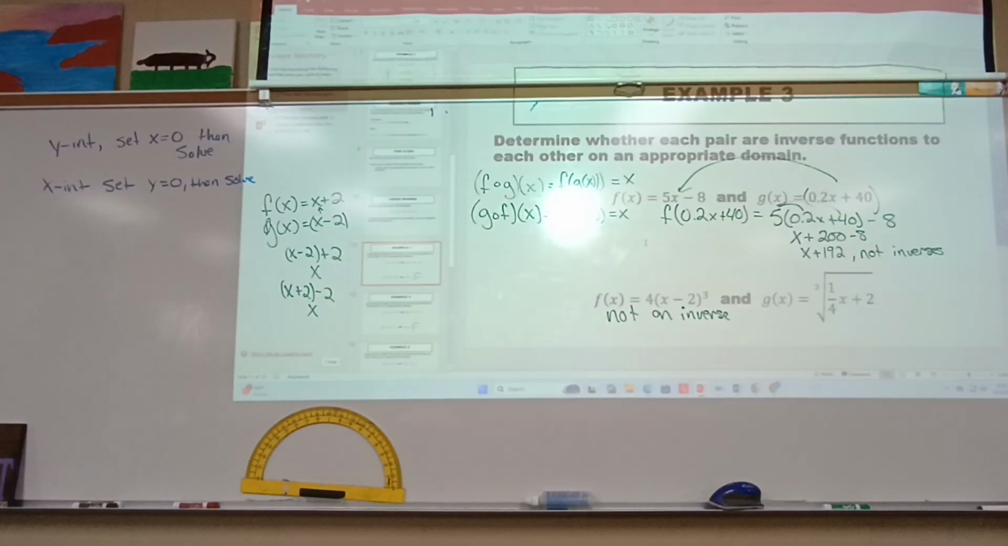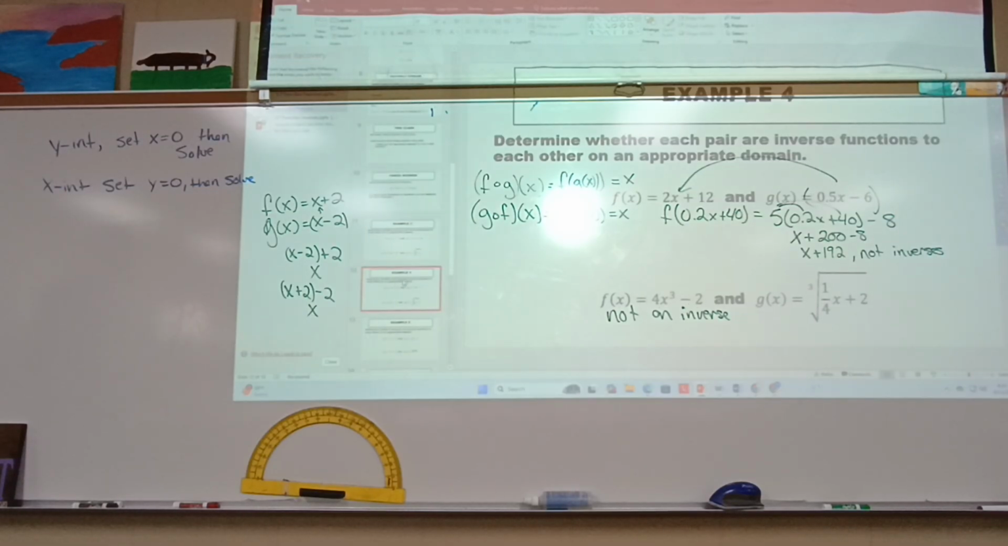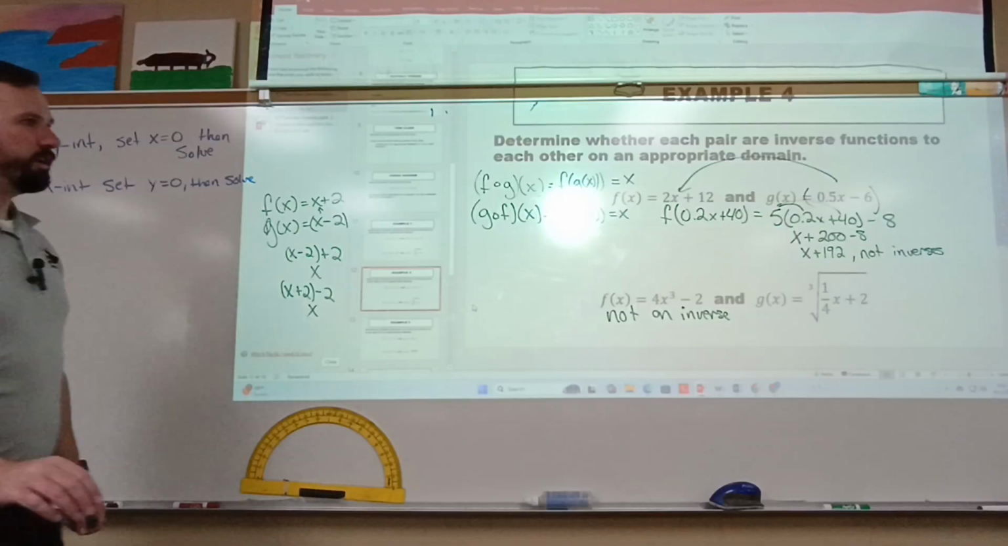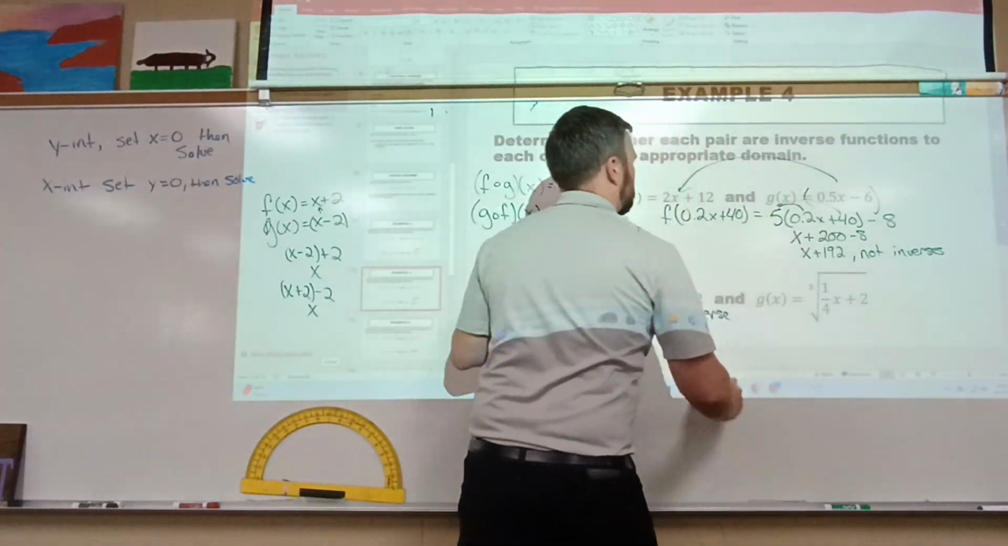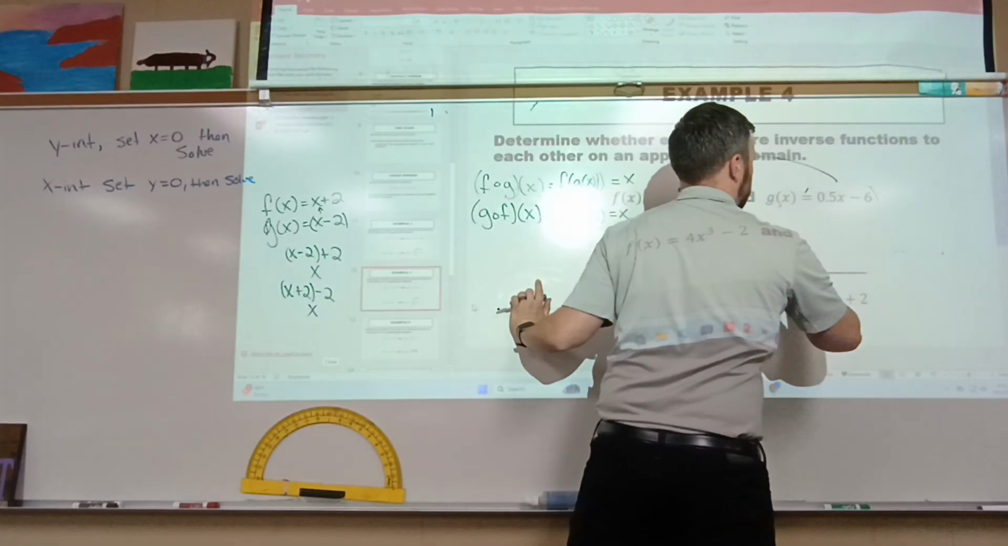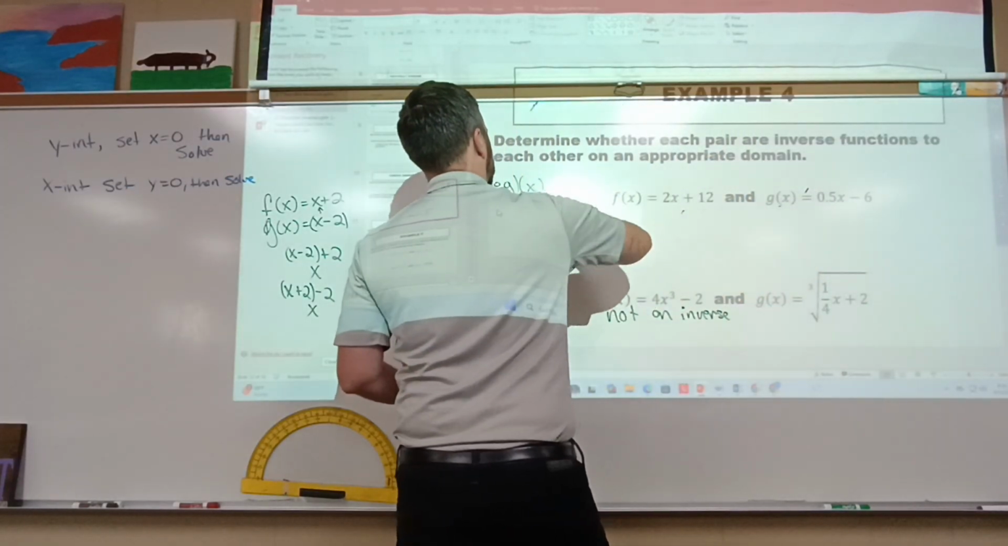Now, the majority of the time, if it's true one way, it's true the other way. You're usually all set. Very rare that you see it true one way and not the other. Let's try and remember, right? A lot of these, let's do this one. This one's good. Let's check this beast.